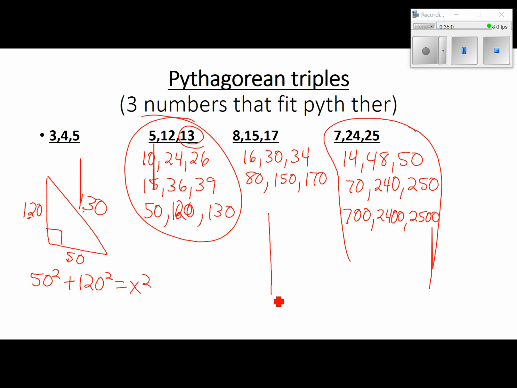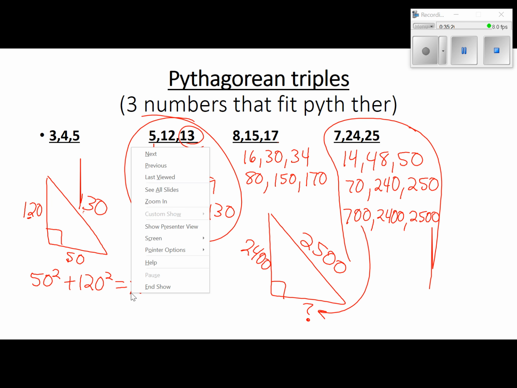So if I had a triangle, and I knew the hypotenuse was 2500, and I knew that this leg over here was 2400, and I was looking for that leg, it has to be 700. And we could do Pythagorean's theorem and solve it that way, but if you can see that it fits into one of these triples, sometimes it'll make it easier.